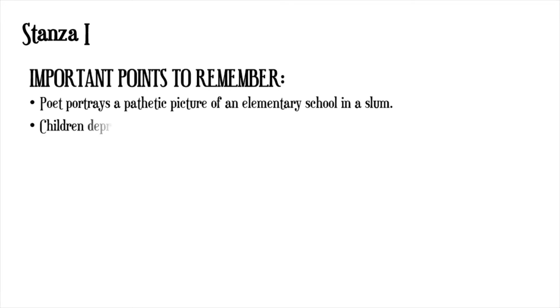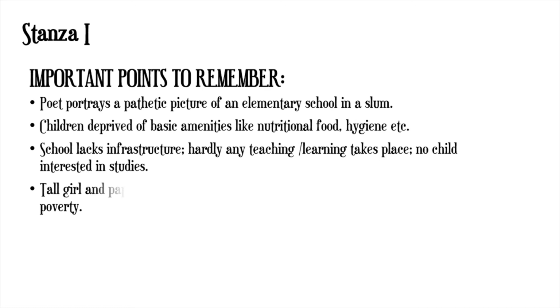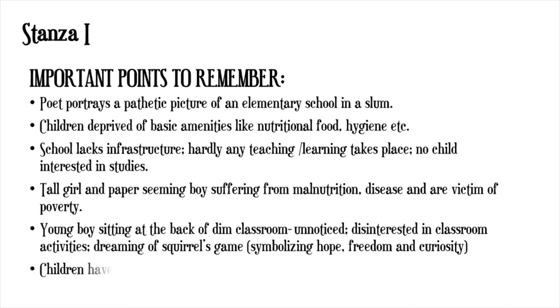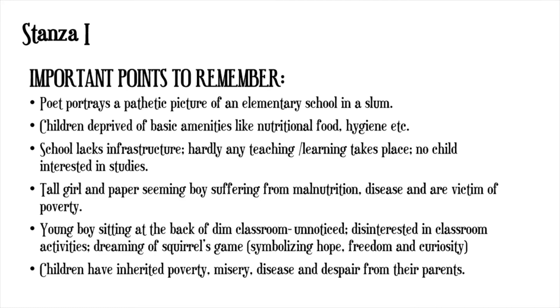In the first stanza, the important points that you have to remember are that the poet portrays a pathetic picture of an elementary school in a slum. The children described by the poet in this stanza are deprived of basic amenities like nutritional food, hygiene, etc. We also come across that the school lacks infrastructure.